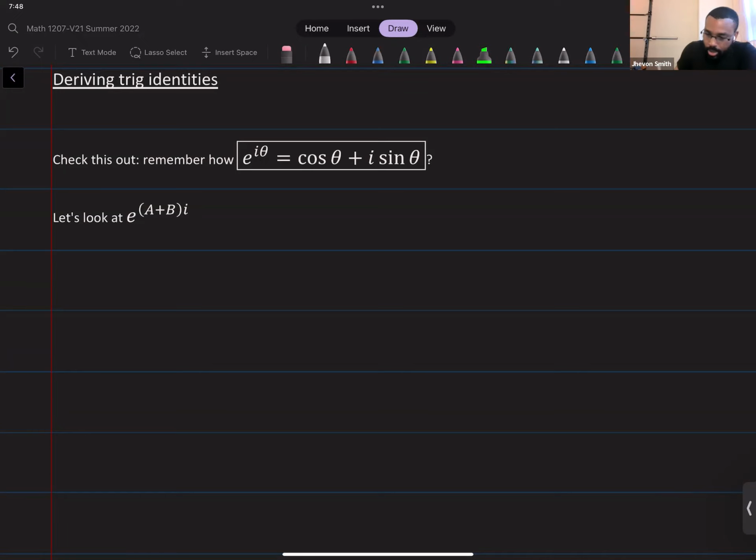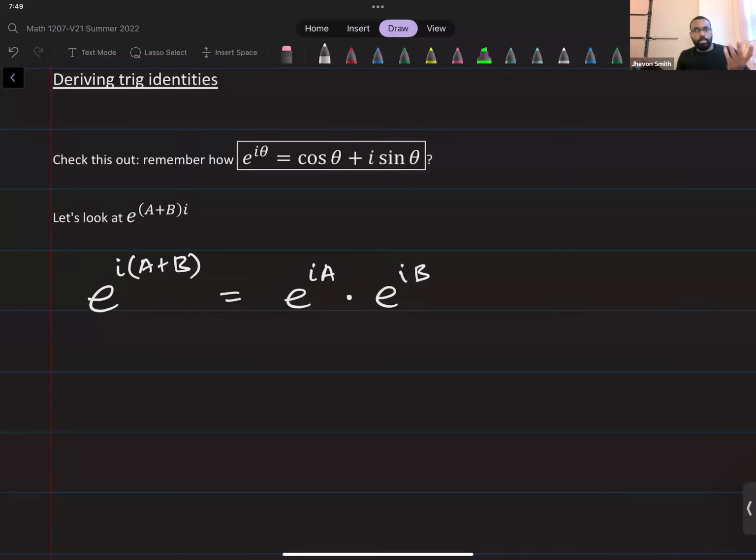So we can actually get away with not being that great with our geometry by using this. For example, we know that this would be equal to this just by laws of exponents, right? When you multiply things of the same base, you add the powers.